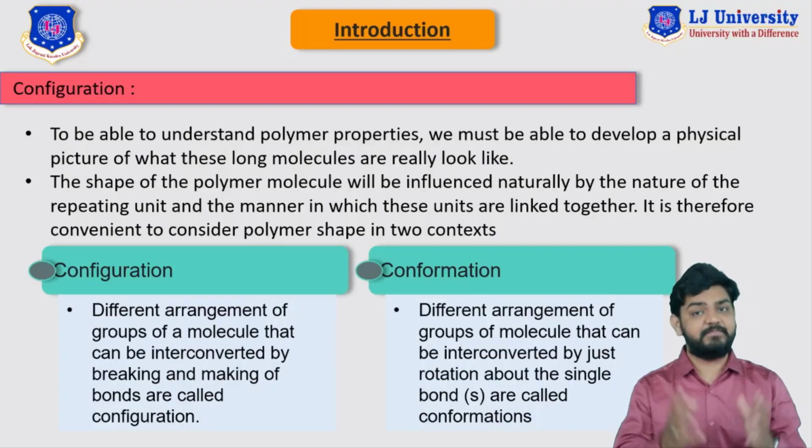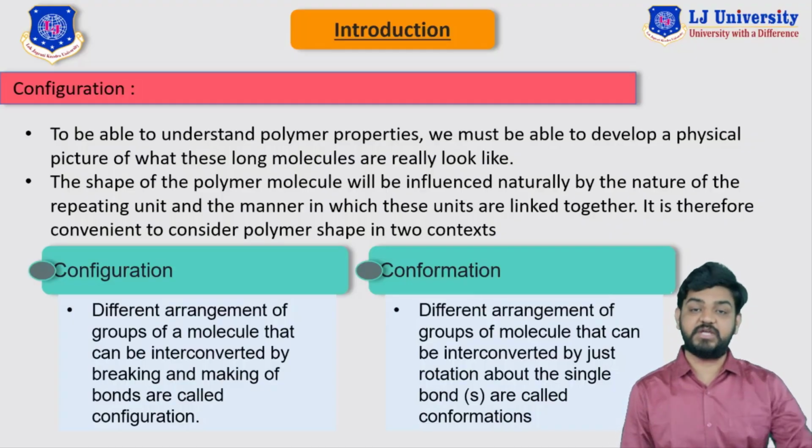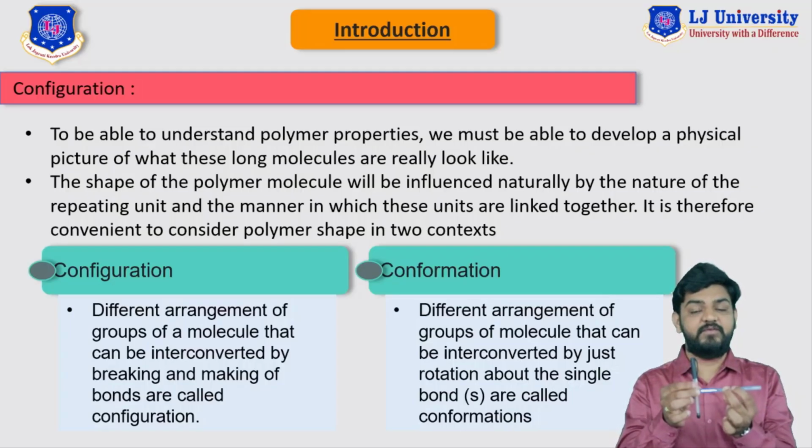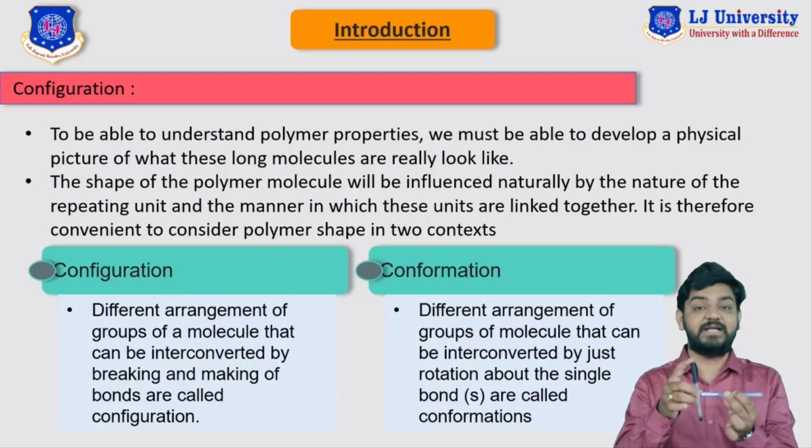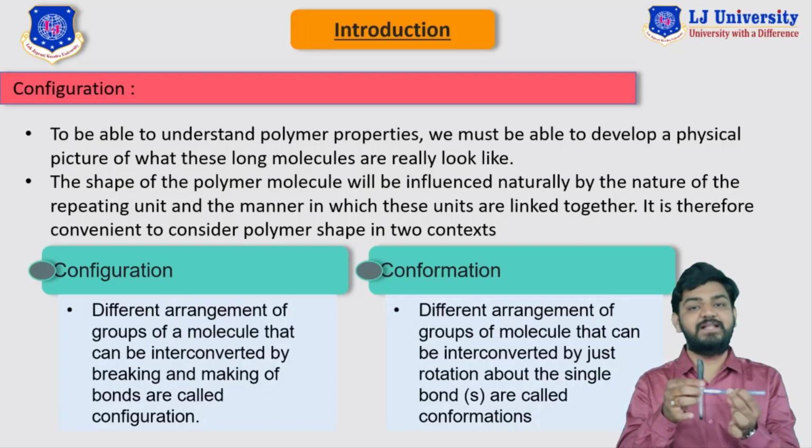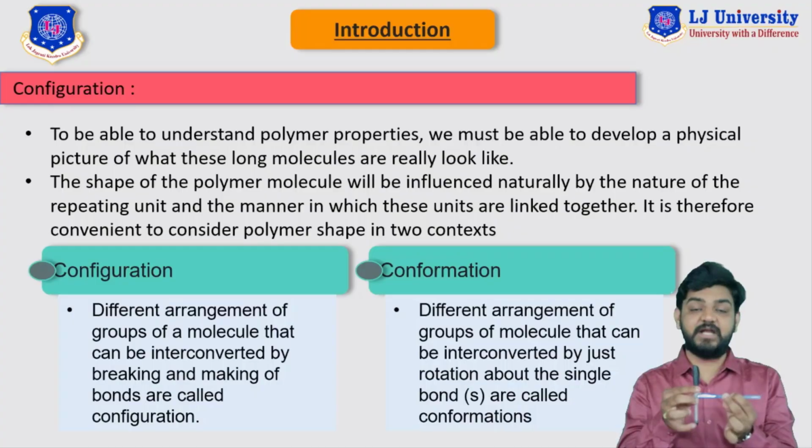To describe configuration and conformation, let me take a pen so that I can explain this in a better way. You can see this particular monomer in which the tip of the pen can be considered as the chlorine group, while the bottom of the pen can be considered as the carbon group. If I have to make an alternative of this monomer, I can do two things. Either I can break the bond between this atom, or I can simply rotate it.